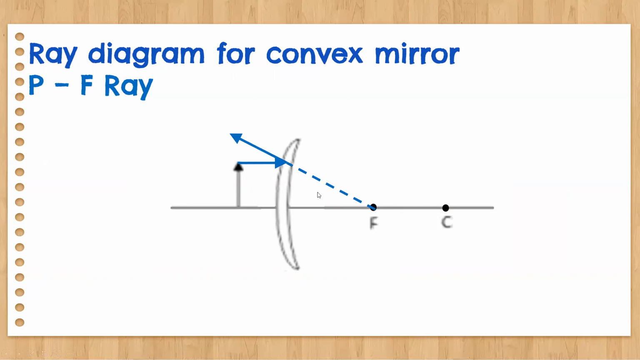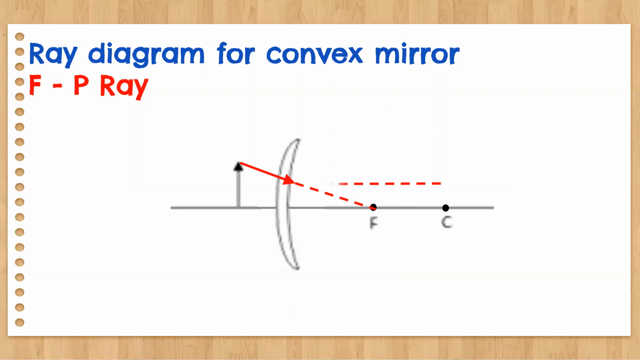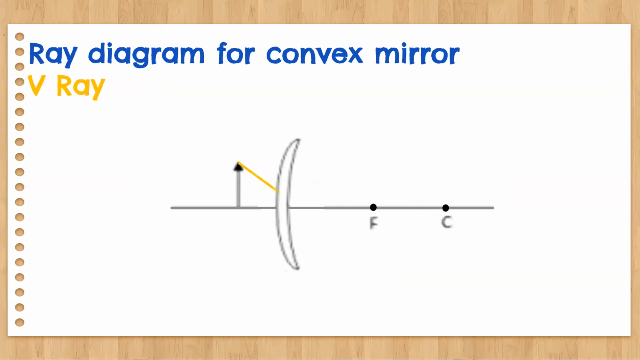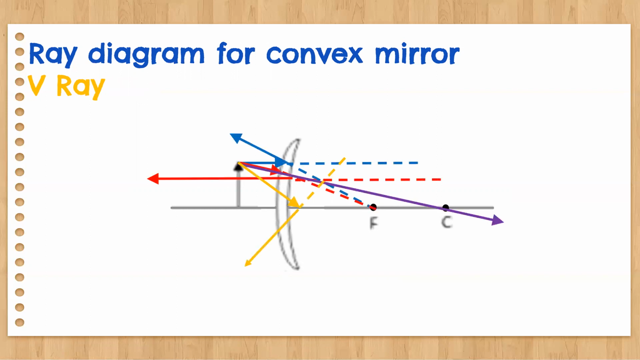So let's continue using the same rays as the concave mirror. So we have the PF ray, then followed by the FP ray, the CC ray, and the V ray. So upon finishing drawing that diagram, I want you to determine where the following rays intersect in order to determine the characteristics of the image formed.